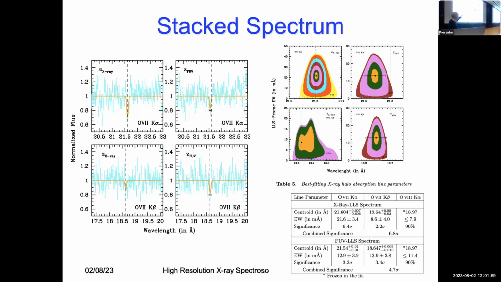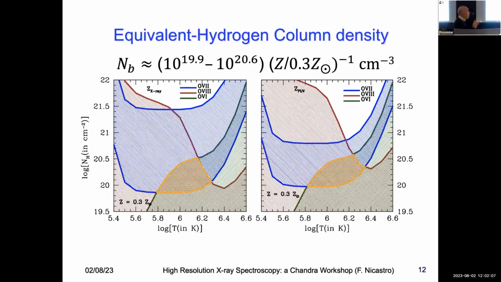If you ask me what is the difference between these two panels, I will tell you, but I don't have time to go into the detail now. So what we did was, based on the equivalent width that we measured in the stacked spectrum, we averaged together the properties of the halos.